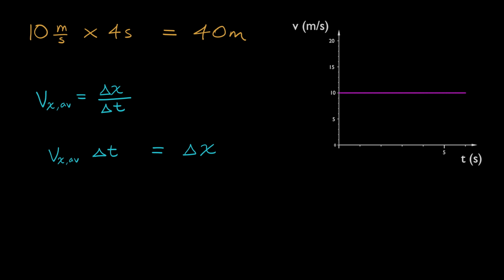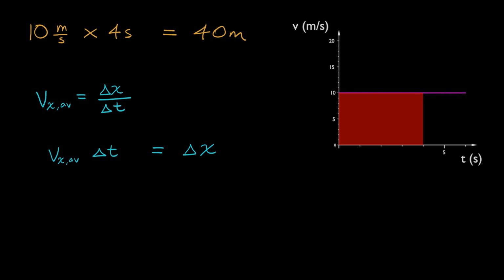Now here's the really cool part. If you look at the graph again, 10 times 4 is just the area under the graph between t equals 0 and t equals 4. This rectangle has a height of 10 and a width of 4, so the area is just 10 times 4, which was the distance that the car traveled. By the way, just keep in mind that this graph you're seeing has its v-axis scaled down just so that it would fit on the screen.